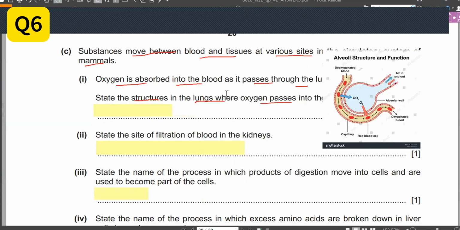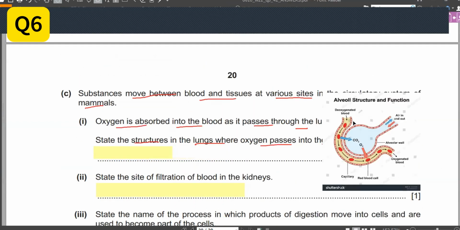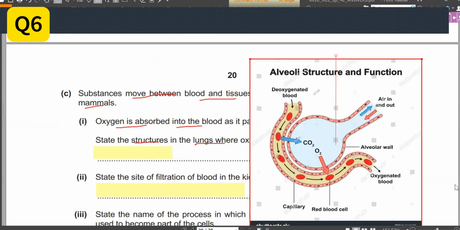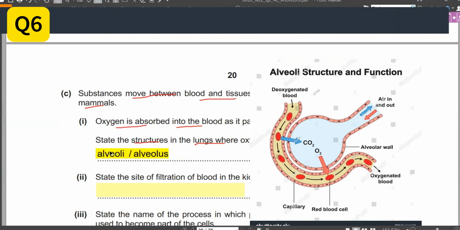If we zoom in into one of the alveoli, we can see how the gas exchange can happen. Essentially, that's our answer here. The structure is where oxygen enters the lung. The blood will enter from here.